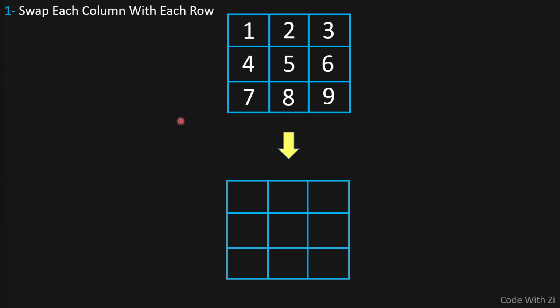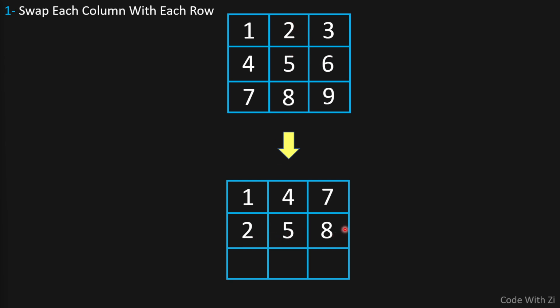Let's try to swap each column with each row. So we're gonna start from here. Our column has 1, 4, 7 inside of it, right? So let's swap it with the first row. So 147, 147, like so, right? We're literally doing what this line is saying. So let's move on to the next column. We have 2, 5, 8, and we gotta put that in the second row because this is the second column. So 2, 5, 8, like so.